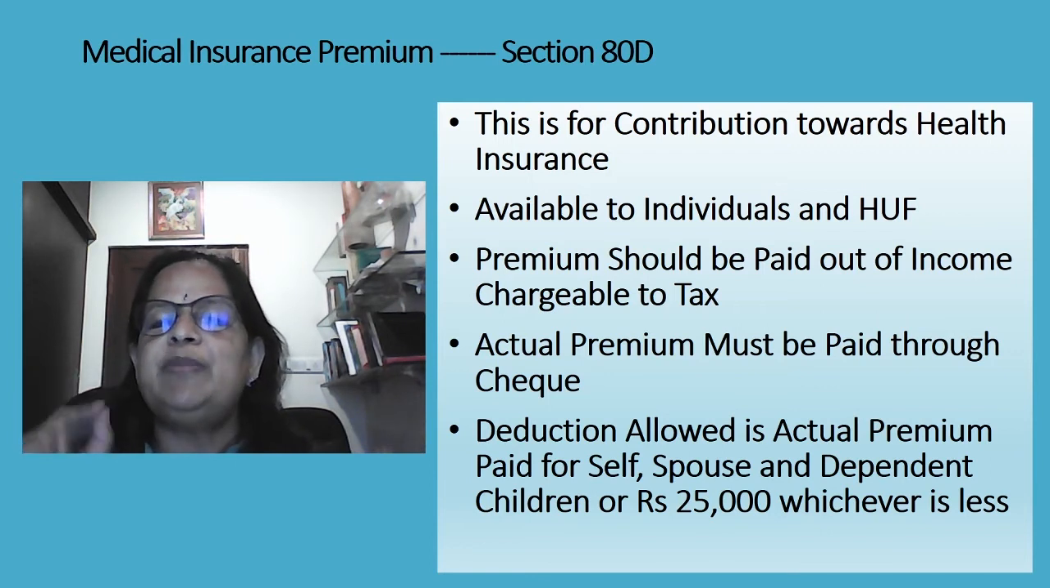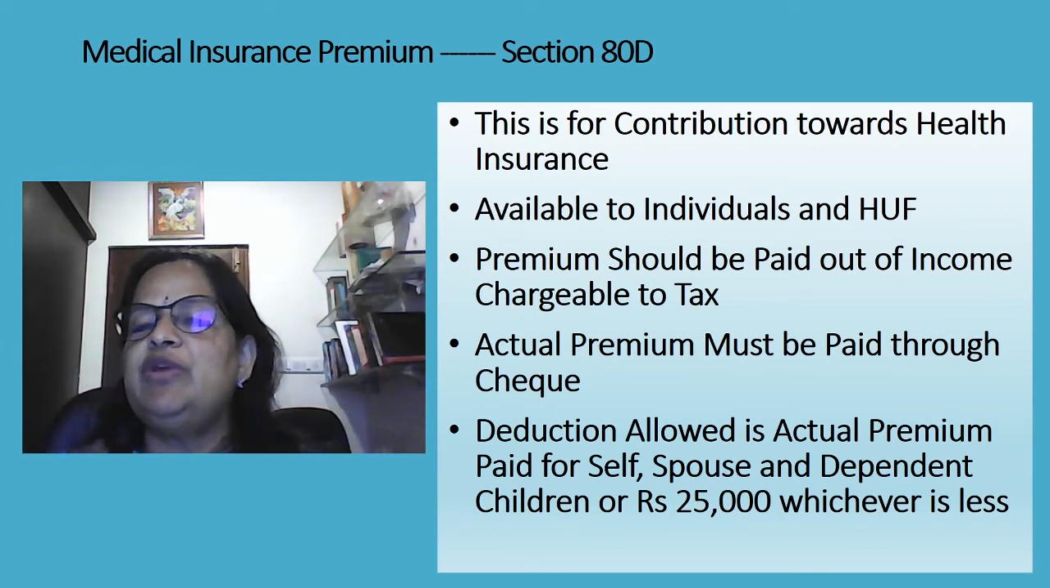Now the actual premium must be paid through cheque. That is also important. If you are making a cash payment, you are not eligible. Now, the deduction allowed is the actual premium paid for self, spouse and dependent children, or rupees 25,000, whichever is less.